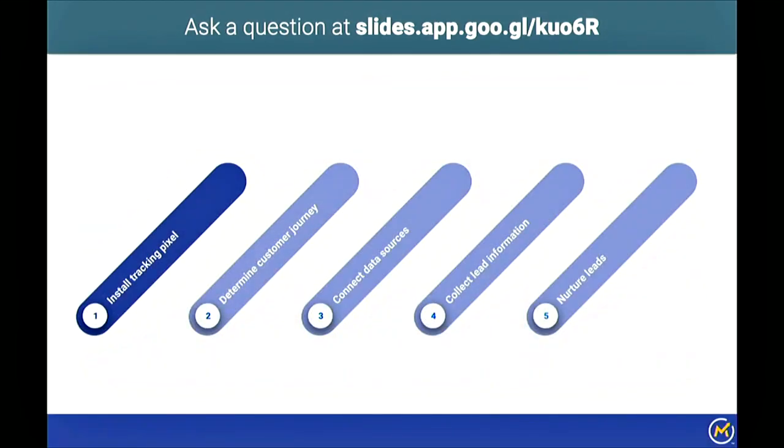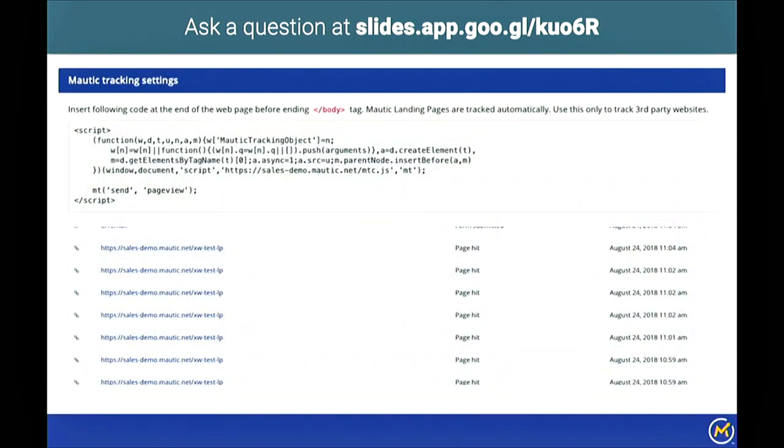So the first step is we install a tracking pixel. It looks something like this. The screen's not great, so you may not see it. And what happens is, as soon as we pop it onto our web properties, either directly or in Google Tag Manager or whatever tag manager you use, you'll start to see hits coming into your Mautic platform. And these will be unknown visitors, so they're anonymous visitors.